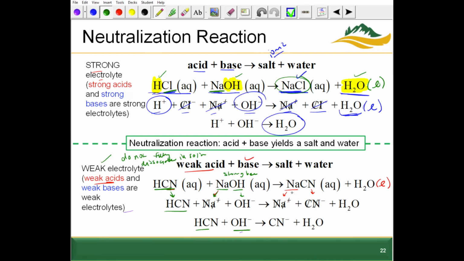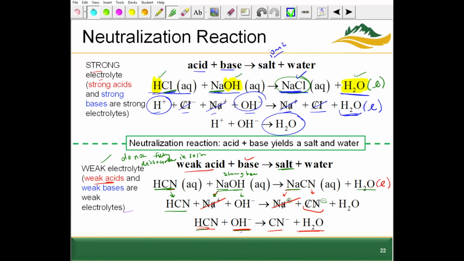Then on this side, we have our salt, right? Because a weak acid and a base will form salt and water. So this breaks up into Na plus and CN minus and water. Then this should not be crossed out here, so this still remains. The only ion that we will cancel out is Na plus and Na plus. Then we're left with HCN, our weak acid, OH minus, CN minus, and H2O.